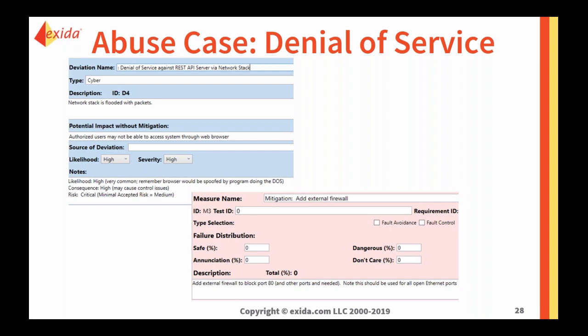So the risk, if you remember from our risk table, is critical. So the minimal accepted risk in our example here, I think Mike had mentioned we're going to take a medium. That means that we do have to mitigate this particular vulnerability. And in order to mitigate it, there are numerous ways we could do it, but the one that's most often done is to add an external firewall.